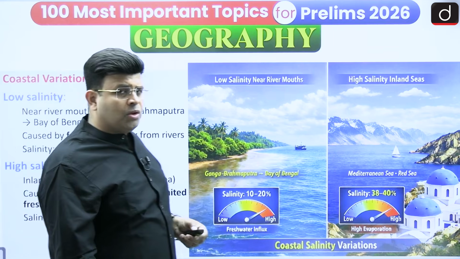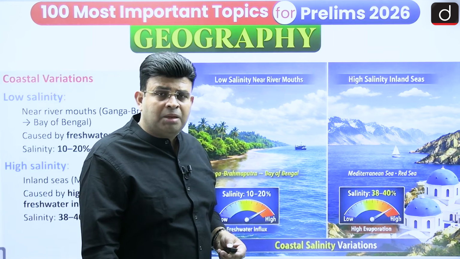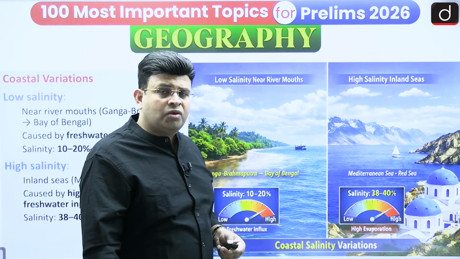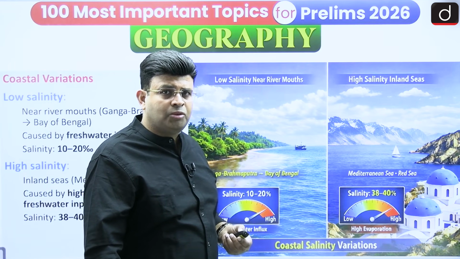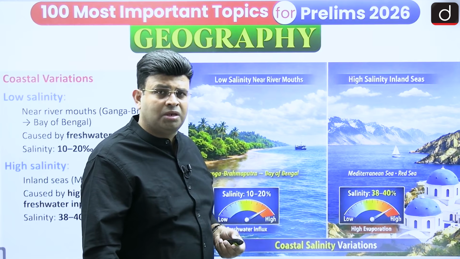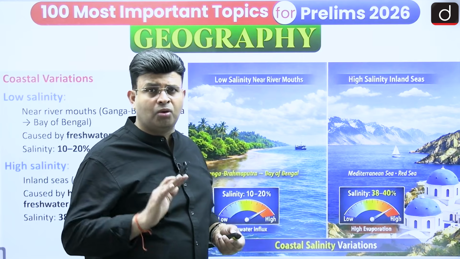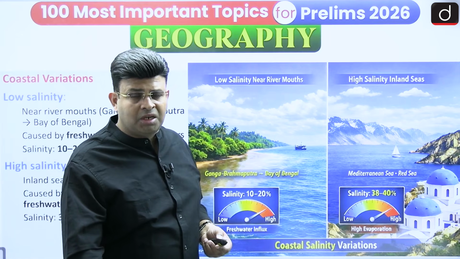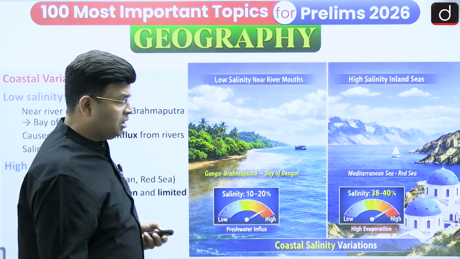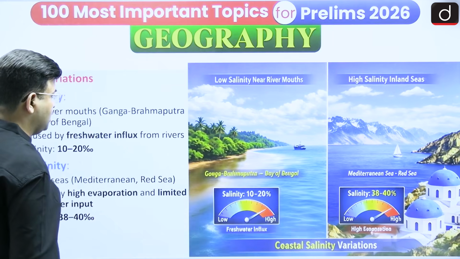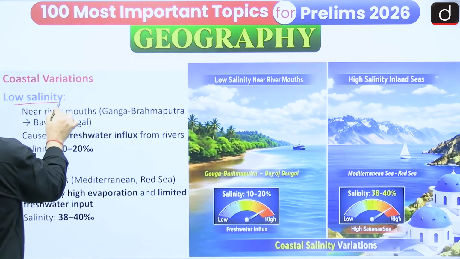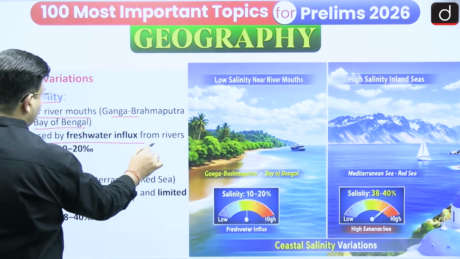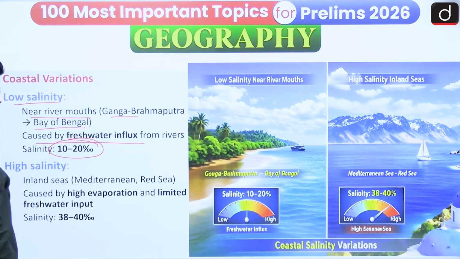We can say that where the Ganga and Brahmaputra rivers meet the Bay of Bengal, they contribute a large amount of fresh water, and because of this fresh water contribution, the salinity is reduced to 10 to 20 parts per thousand. The average salinity of the ocean is 35 parts per thousand, but at the river mouth, low salinity is found near the Ganga and Brahmaputra in the Bay of Bengal, caused by fresh water influx from the rivers. The salinity is 10 to 20 parts per thousand.